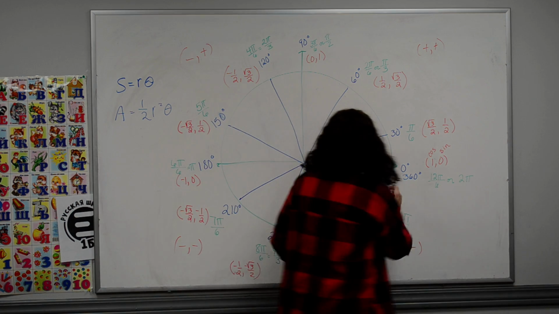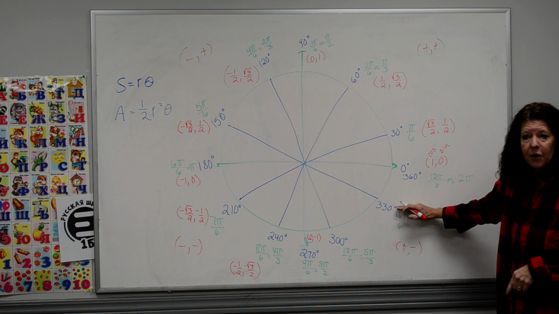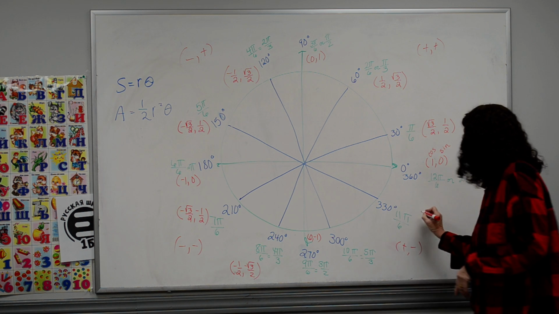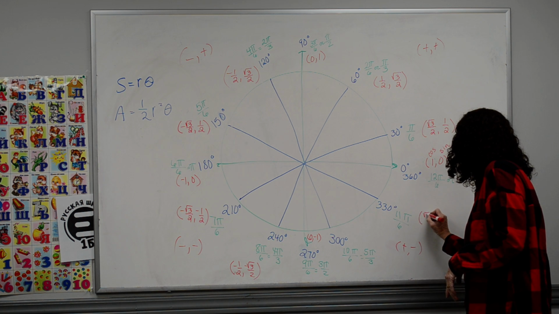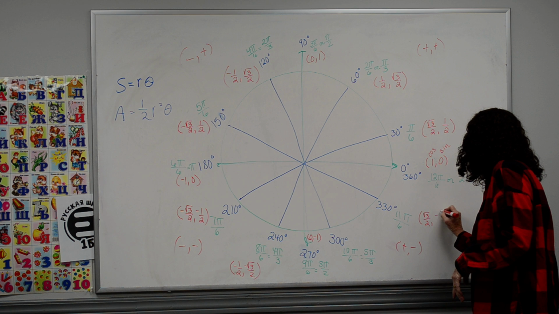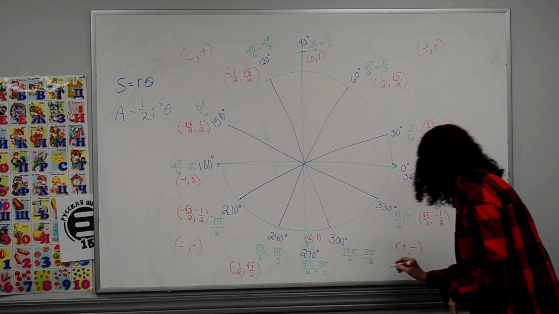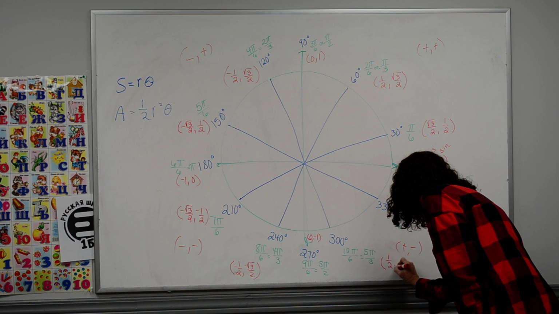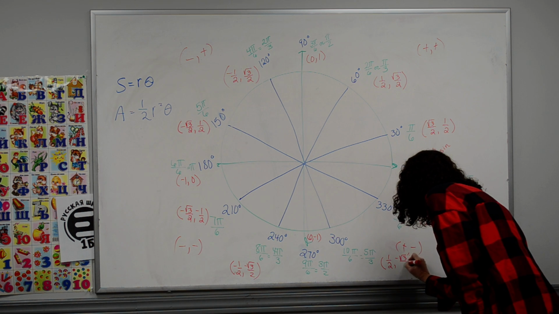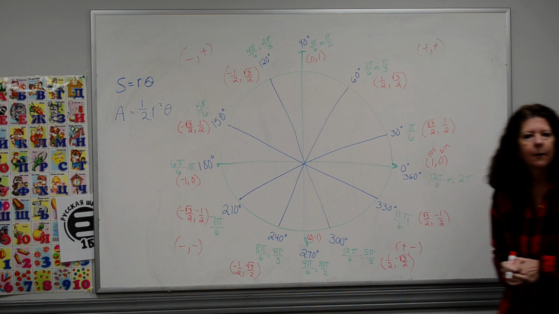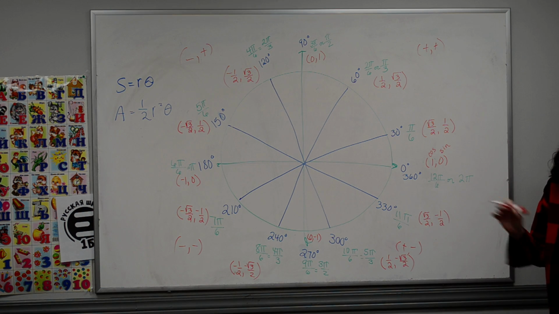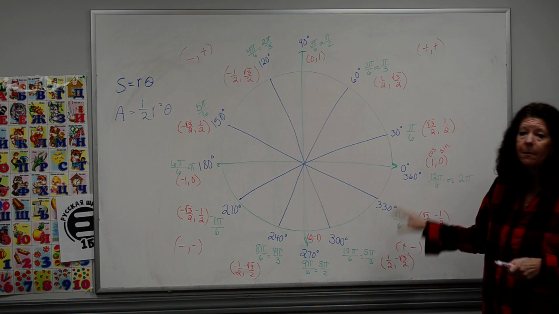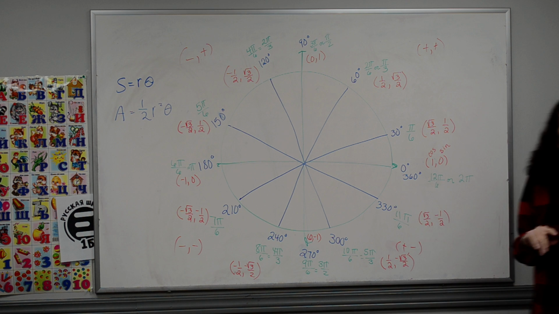Coming over here, this one, the cosine is positive and the sine's negative. So this is the square root of 3 over 2 and negative 1/2. And this down here is going to be a 1/2 and a negative square root of 3 over 2. Okay, you with me?